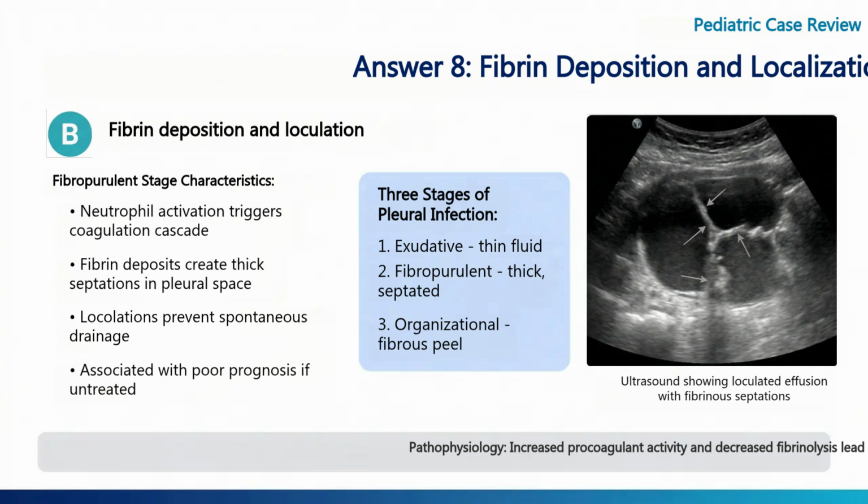Understanding the 3 stages of pleural infection is essential. Stage 1 is the exudative stage with thin, free-flowing fluid. Stage 2 is the fibropurulent stage with thick, septate fluid, as in this case. Stage 3 is the organizational stage with fibrous peel formation. The underlying pathophysiology is increased procoagulant activity combined with decreased fibrinolysis, both of which promote septation formation and loculation.